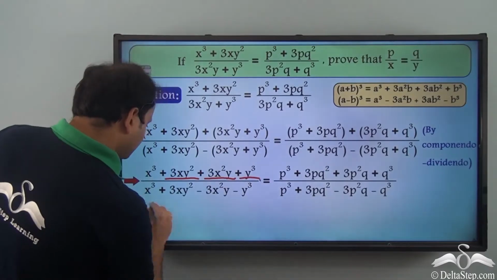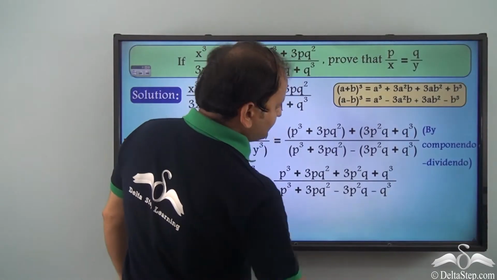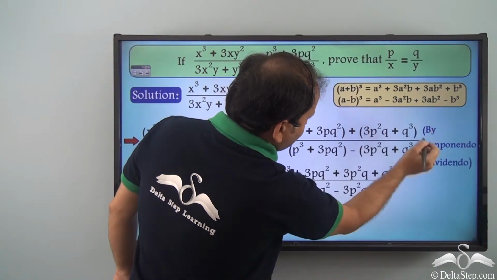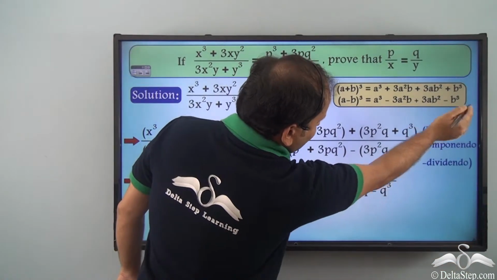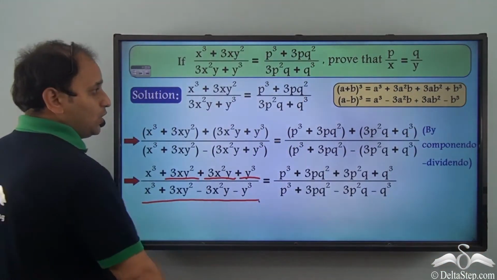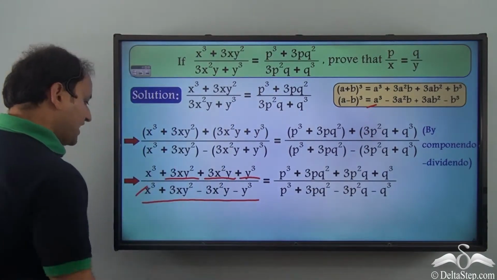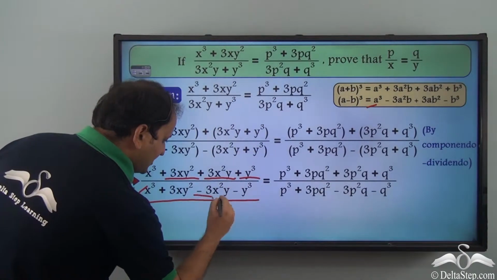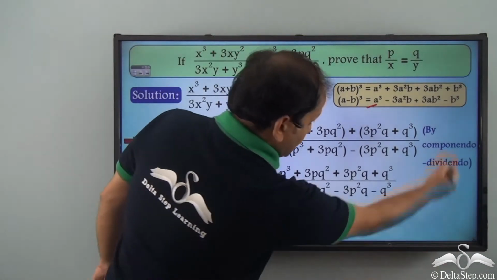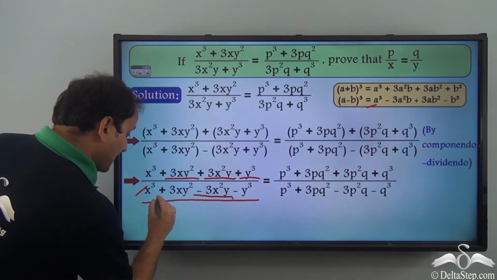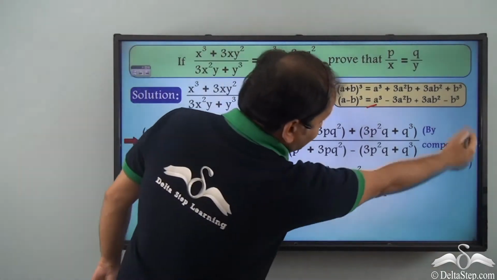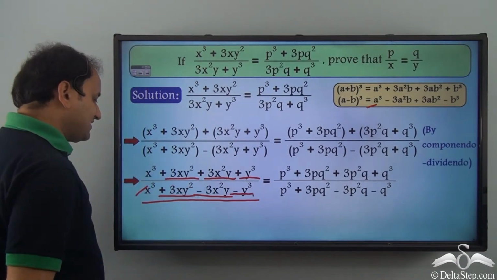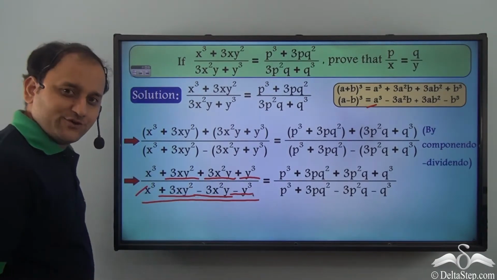Now let's come to this expression here. So a minus b whole cube, what does it state? It states that a minus b whole cube is equal to a cube minus 3a square b plus 3ab square minus b cube. So a cube, here we have x cube, minus 3a square b, we have minus 3x square y, plus 3ab square, we have plus 3xy square, and then we have minus b cube, we have minus y cube here. So we can write it as x minus y whole cube.